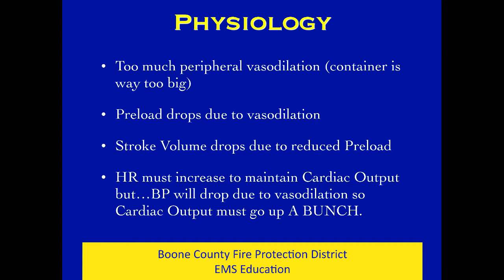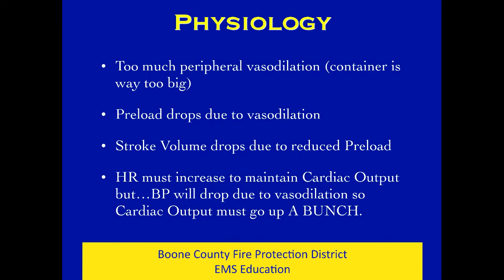So that's one thing. And then your heart rate needs to increase to try to maintain that cardiac output. Remember, cardiac output is heart rate times stroke volume. It's the number of times the heart beats per minute times how much it pumps with each beat. That's cardiac output. So if your stroke volume's down, your heart rate's got to go up in order to maintain. If your heart rate comes way down, your stroke volume will have to go way up to maintain. Well, in this case, the problem starts with the vasodilation. The container gets too big.